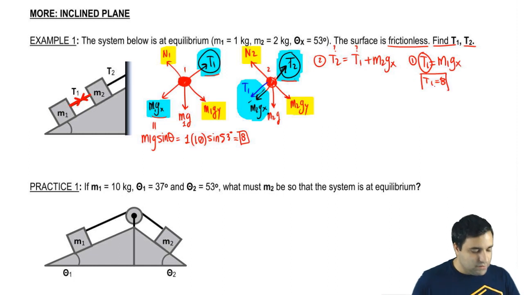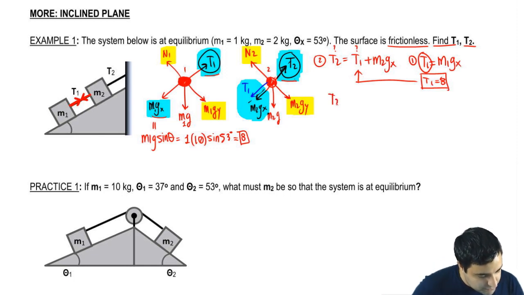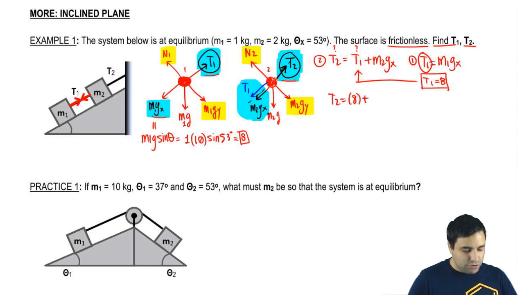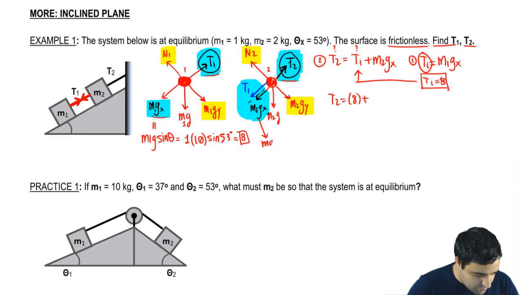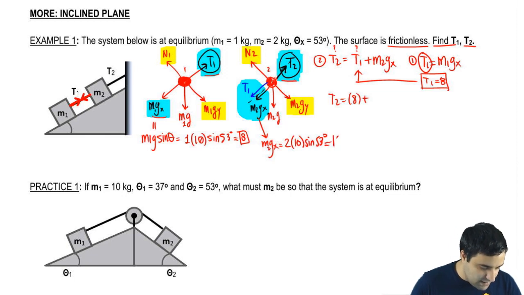And now that I know T1, I can simply plug it back in here, and I'll be able to find T2. T2 is T1, which is 8, plus m2gx. m2gx is right here. m2gx is mass 2, which is 2. Gravity, which is, we're going to round it to 10. And then the sine of 53. This is just 16. So it's 8 plus 16. Tension 2 is 24, okay?